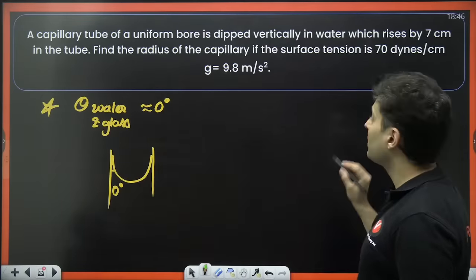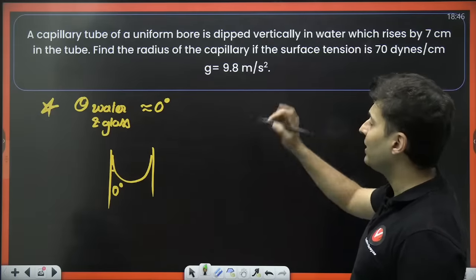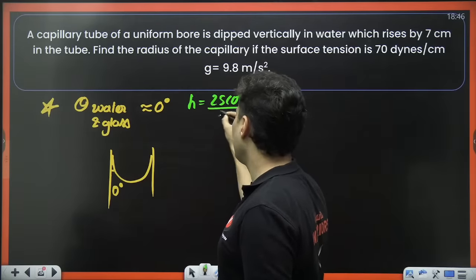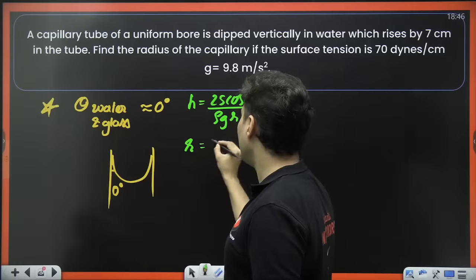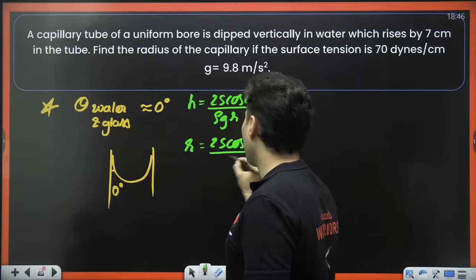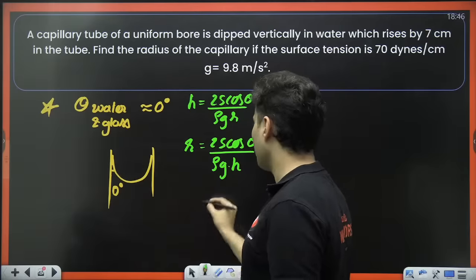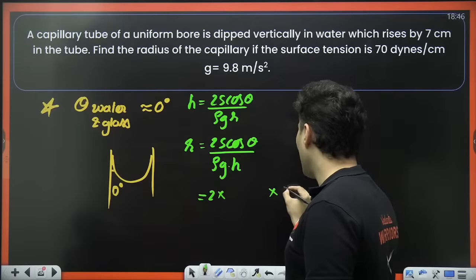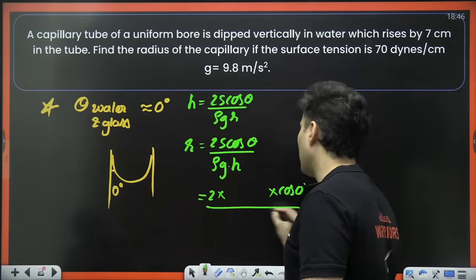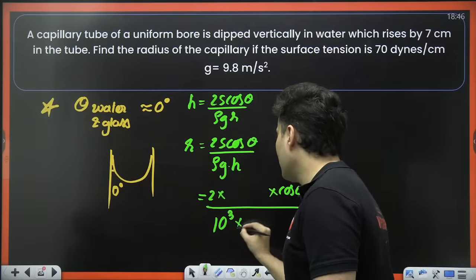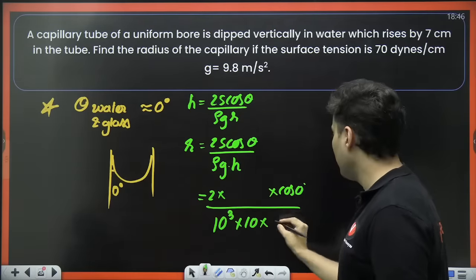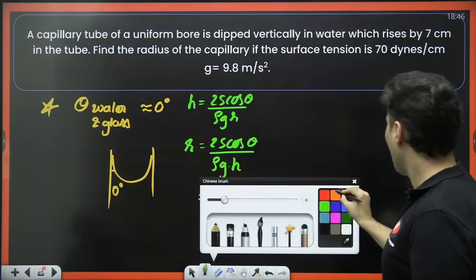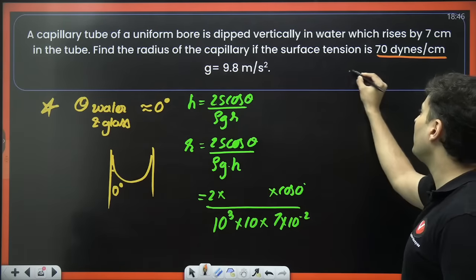So now the question is, find the radius of the capillary. So height is 2s cos theta by rho gr. So r will be 2s cos theta by rho g into h. Now 2, as it is surface tension, I don't know. Cos theta will be cos of 0. Cos 0 will become 1 later on. Density of water is 10 to the power 3. g value is 10. Height is 7 centimeters, so 7 into 10 to the power minus 2. What about surface tension? Observe carefully. 70 dynes per centimeter is 70.